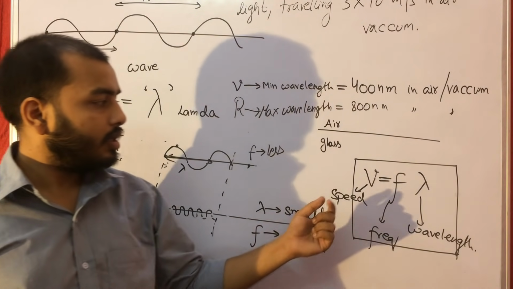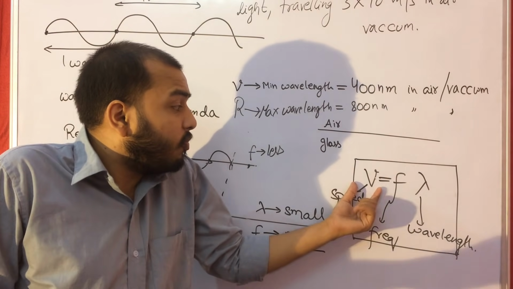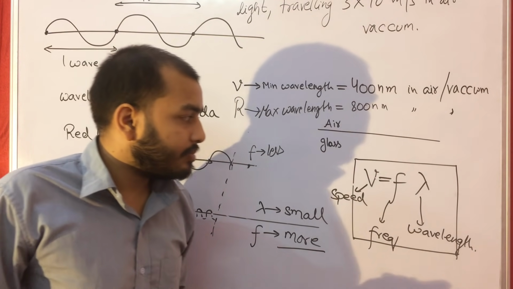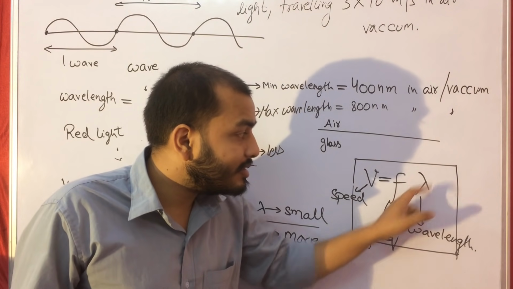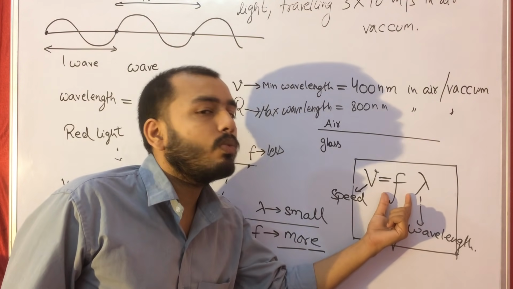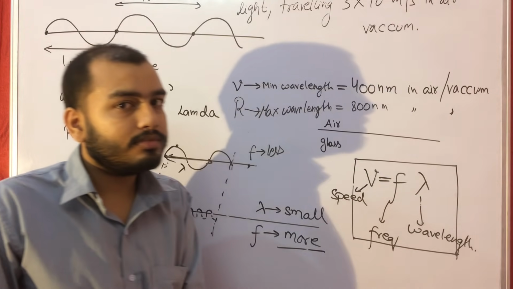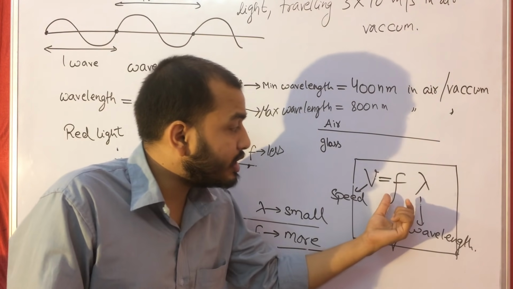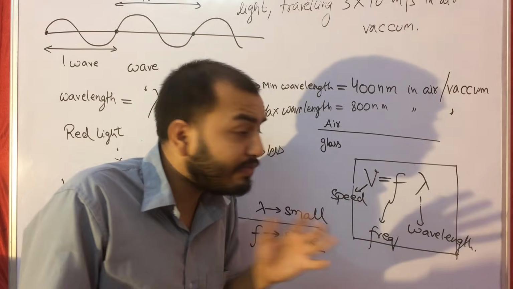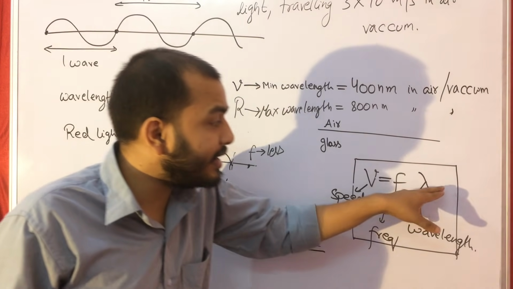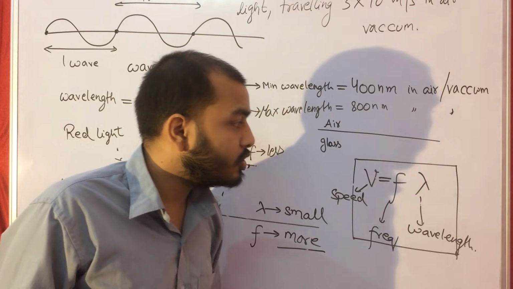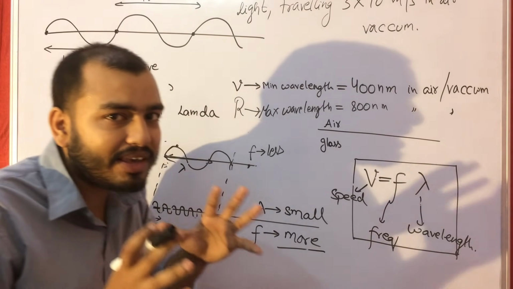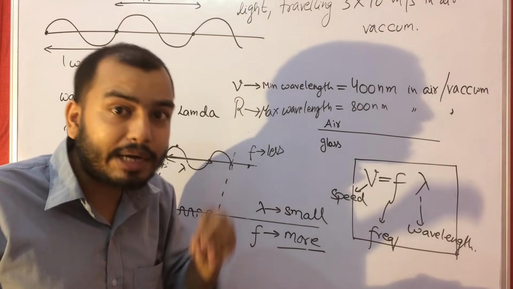Okay. See, this speed is the same for red and violet color in air or vacuum, but red has more wavelength, so it needs to have less frequency because its wavelength is more. It needs to have a lower frequency, so that on multiplying you get that v the same, while violet has less wavelength, so it should have more frequency. Am I making sense? Are you getting up to that point?